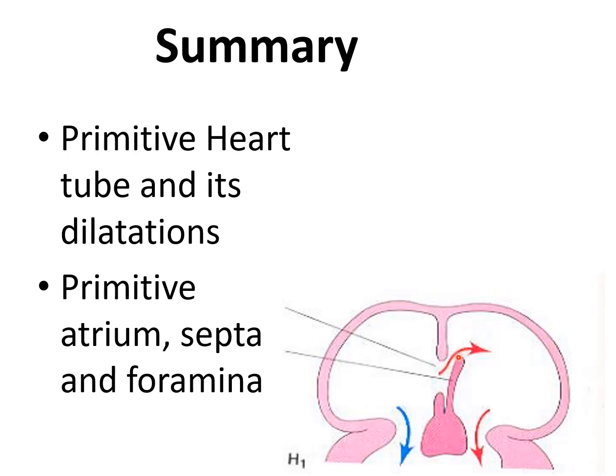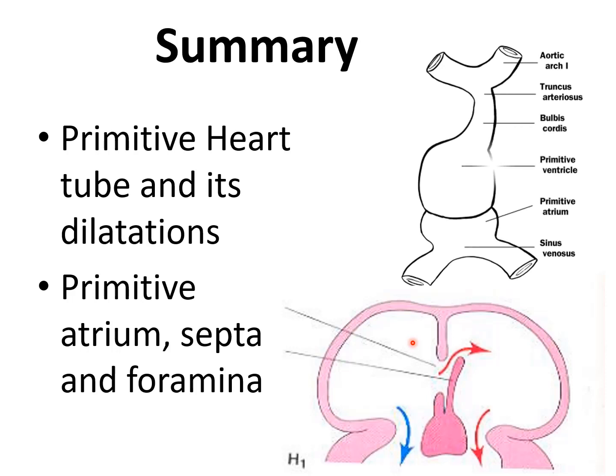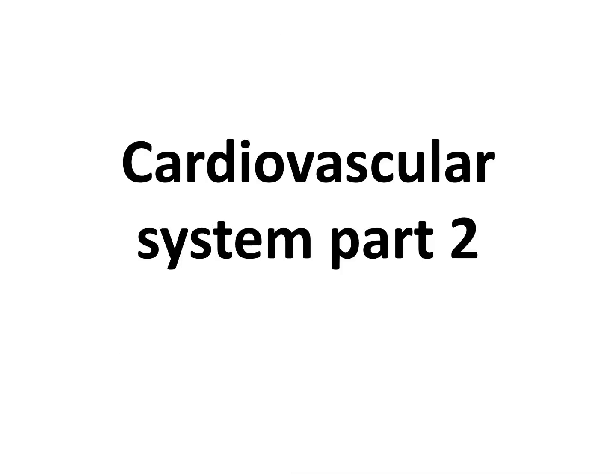So what we have now, we have separated the atria from the ventricle by the endocardial cushions. We have separated the two atria from each other. Still, we are having the blood flowing from the right to the left, and part of it is going to the right ventricle. This is a diagram for the dilatations of the primitive heart tube. As the heart develops, this primitive heart tube starts to change into adult heart.